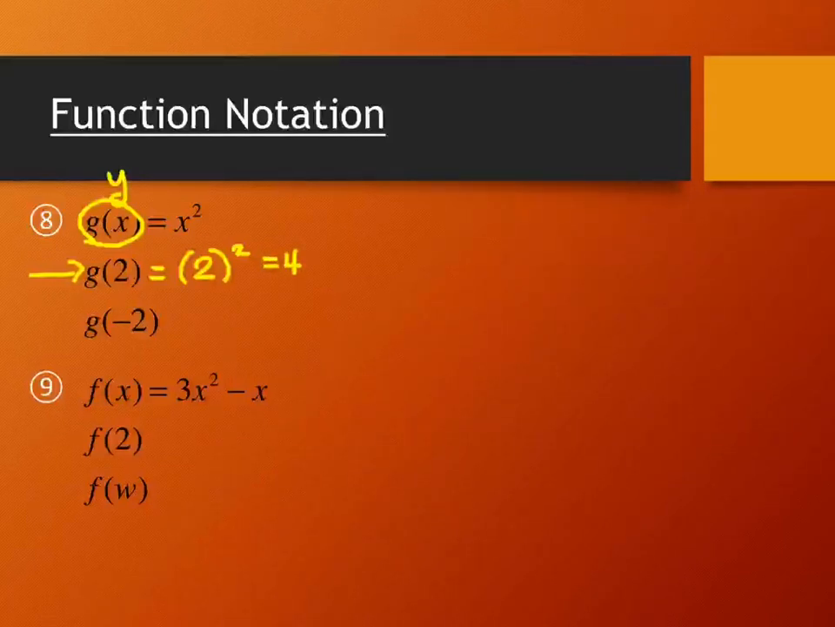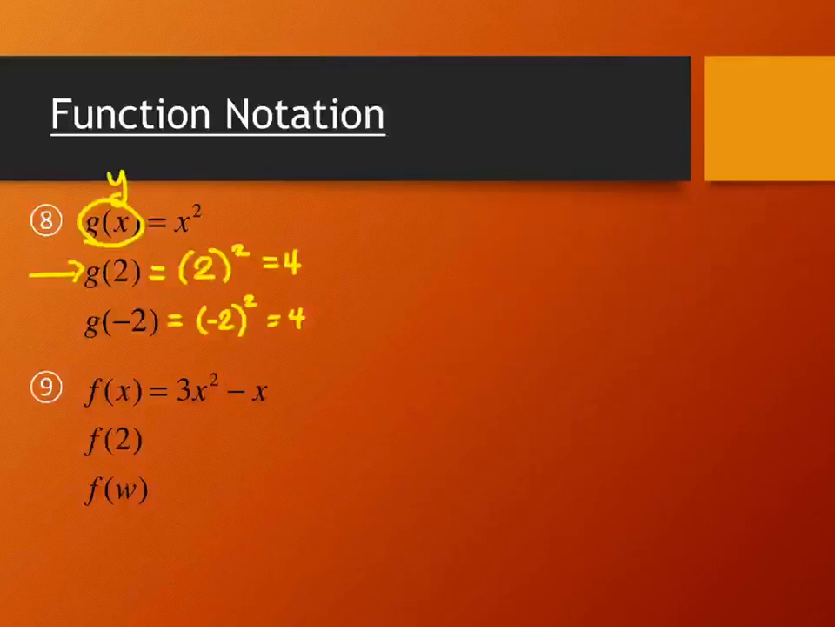The next one says g of negative 2. Again, it means replace the x with negative 2. And this is a really good example where the parentheses matter. If I put the negative 2 inside the parentheses, it means negative 2 times negative 2. If the negative's not inside the parentheses, the negative's not repeated. That's what it really means. So what is negative 2 quantity squared? It's also 4.